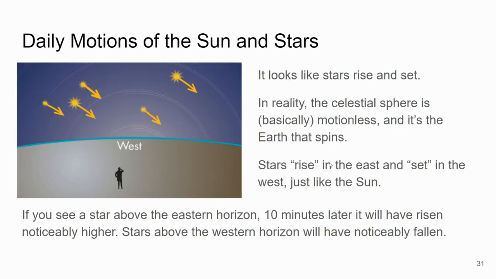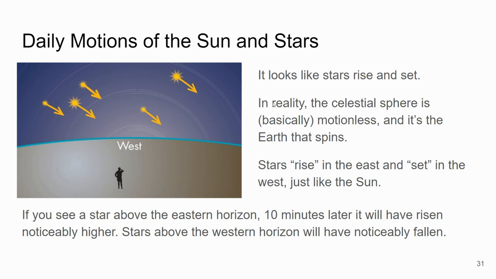So it looks like the stars rise and set. The stars don't actually rise and set. The stars aren't the thing that's moving. In reality, these daily motions of the sun and the stars are all due to the fact that the Earth is spinning on its axis. So the celestial sphere is basically motionless.